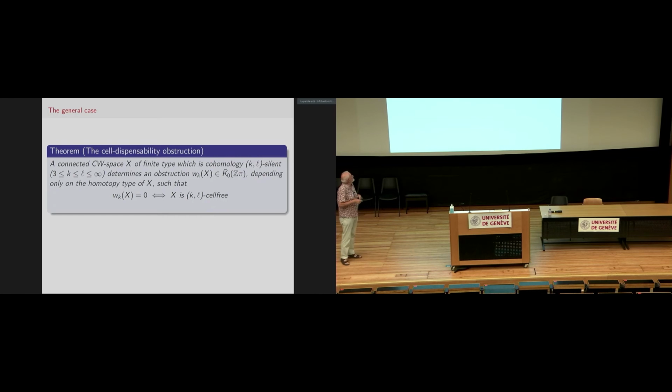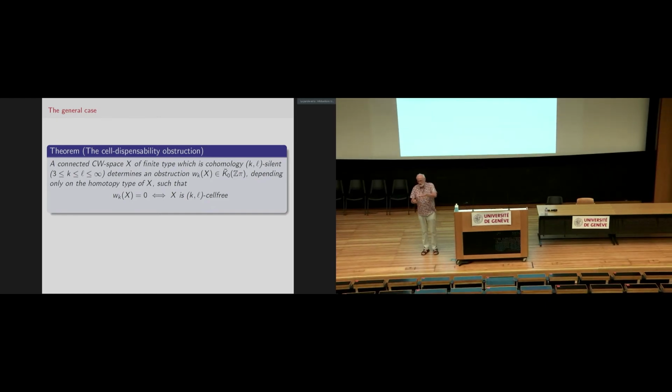But here it's a new use of this Wall obstruction for another setting. For instance, you can have a space which is cohomology silent between 10 and 20, and then between 30 and 40, and then above 50. And so you get three obstructions, W10, W30, W50. And W50 is actually the Wall obstruction, if there is. But there is no relationship between these obstructions.